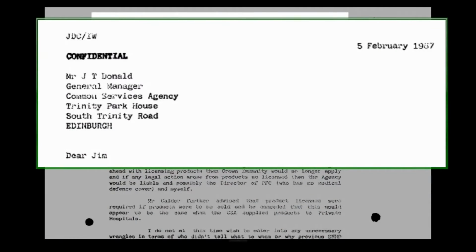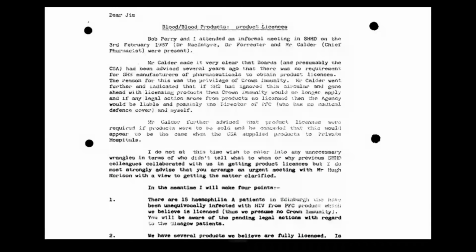PRSC 303850. So this moves forward now a number of years. This is February 1987. And it's a letter from Professor Cash to Mr. Donald at the Common Services Agency. The subject is product licences. He refers to a meeting at SHD in the first paragraph.